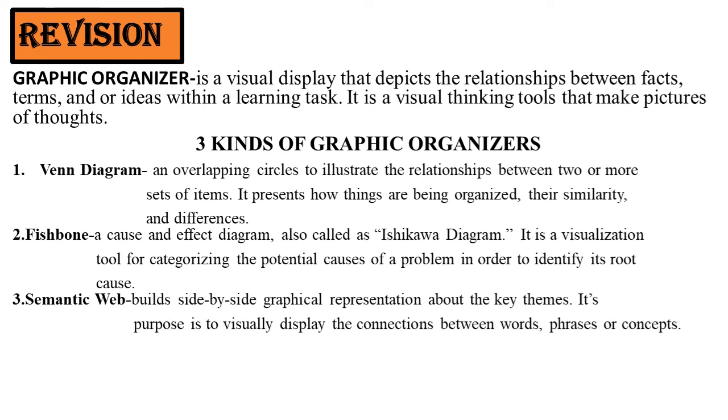Next, we have fishbone. A cause and effect diagram, also called Ishikawa diagram. It is a visualization tool for categorizing the potential causes of a problem in order to identify its root cause. Number 3. Semantic web. Builds a side-by-side graphical representation about the key themes. And its purpose is to visually display the connections between words, phrases, or concepts.